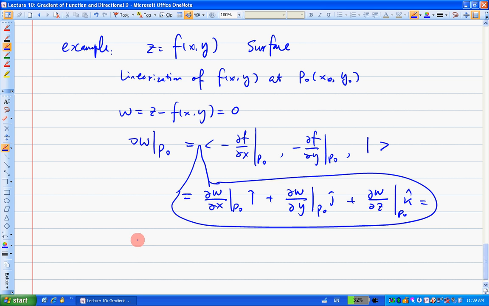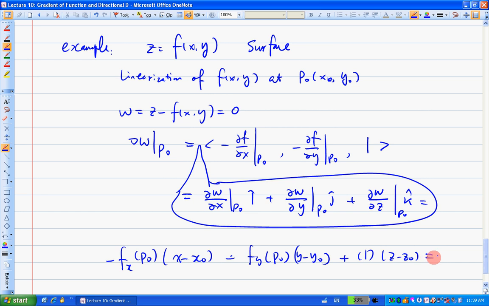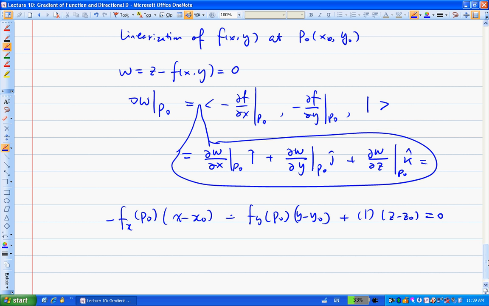Then all we need to do is use our plane equation. The plane equation says negative fx at P naught, multiplied by x minus x naught, minus fy at P naught, y minus y naught, plus this 1, z minus z naught, equals 0. All right? So that's the tangent plane equation to the surface, which is the linearization, or approximation, of the surface.